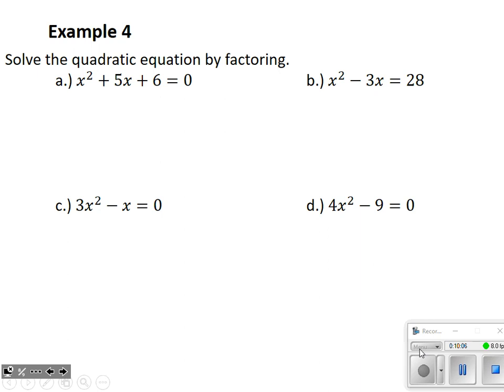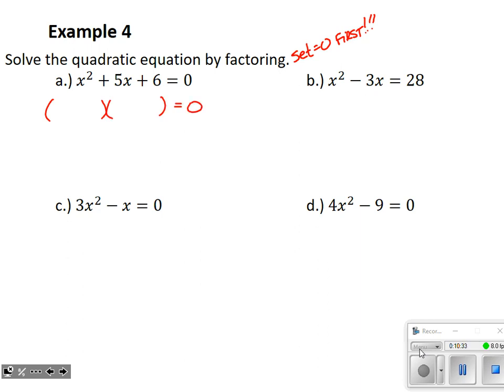The final task is solving by factoring, and the biggest mistake I see students make here is they don't set it equal to 0 first. To solve by factoring relies on us using the zero product property. So if we're not set equal to 0, then our zero product property doesn't have the 0 that it needs to run. So for letter A, we're already set equal to 0.